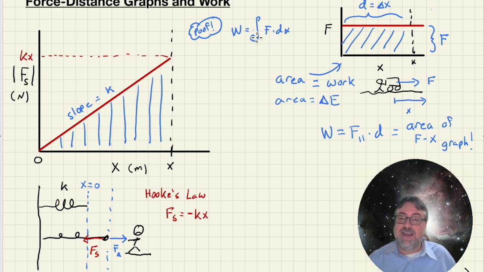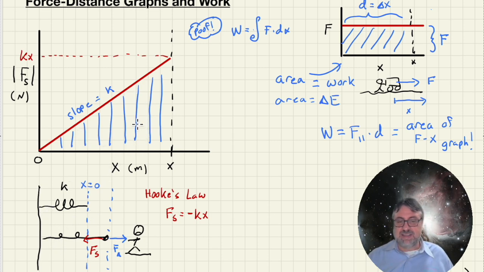But we have done areas under curves before. Remember when we talked about motion, the area under a velocity time graph was equal to the displacement. Now, this is a force distance graph, and the area is equal to the work, or the change in energy added to an object. In this case, it would be the change of energy added to the spring. So this area is going to be equal to the potential energy stored in the spring.